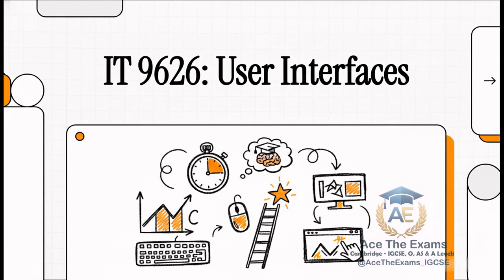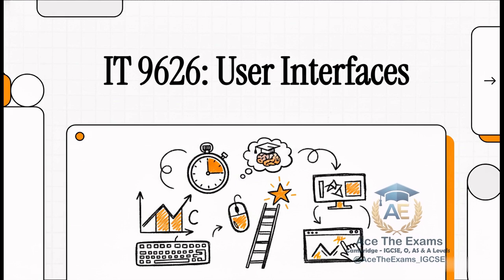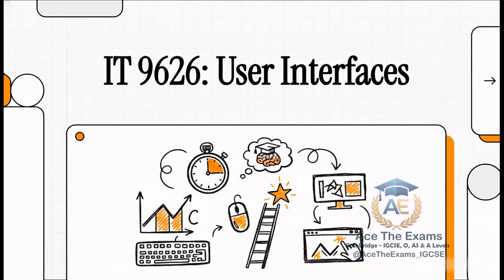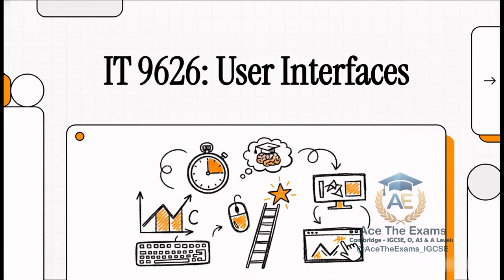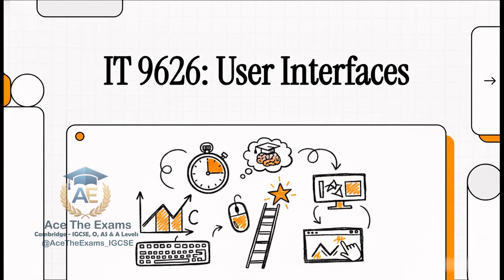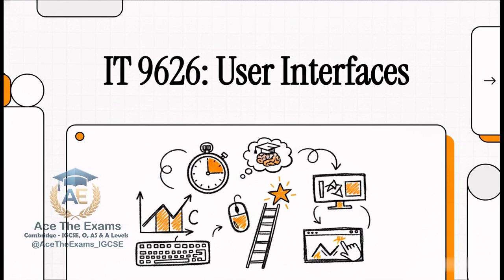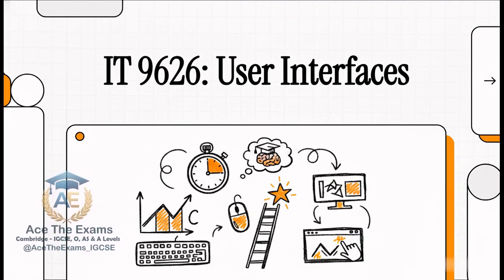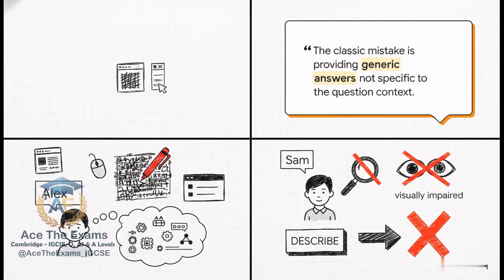And the difference between scraping a C grade and securing that top-tier A star, it almost always comes down to exactly how you structure your response. So, in this masterclass, we're going to get right inside the Cambridge examiner's head. We need to figure out exactly what they're really asking you to do when they throw a complicated user interface scenario onto your paper.